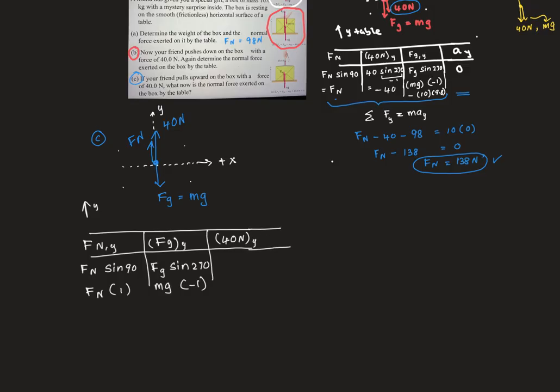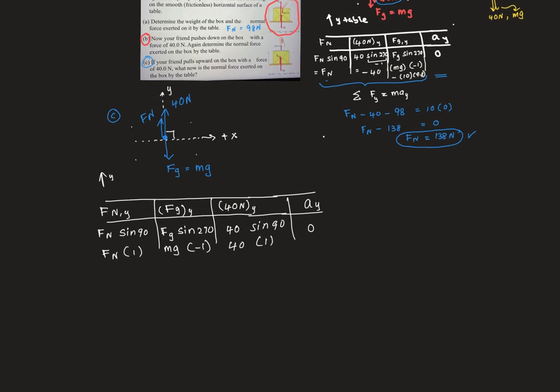So this time the 40 Newton force is pointed along the positive y direction. The angle that you measure with respect to the positive x-axis in the counterclockwise direction is 90, so you have sine 90 there. Earlier we had sine 270. Now you have 40 times 1. And then the acceleration: the box is not going anywhere, so like last time, acceleration remains 0.